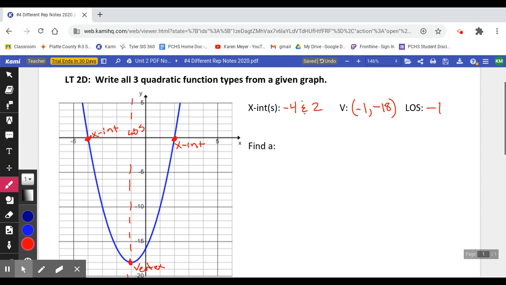And then finding A. Finding A isn't really something we can do on the graph. This is something we actually have to do some math work for. So you need to pick one of the two forms that we found A in, either vertex form or intercept form. Totally your choice. I am just going to choose intercept form. Here's intercept form again: y = a(x - p)(x - q). Remember, p and q are your x-intercepts.